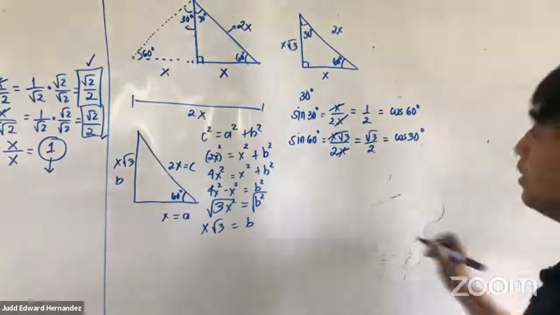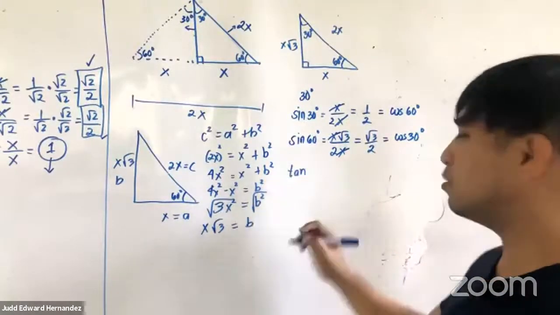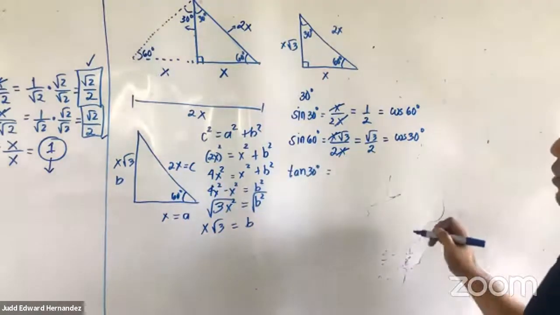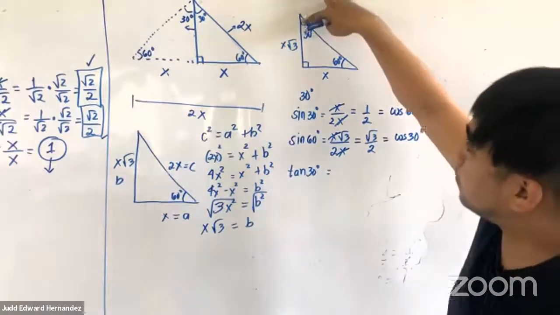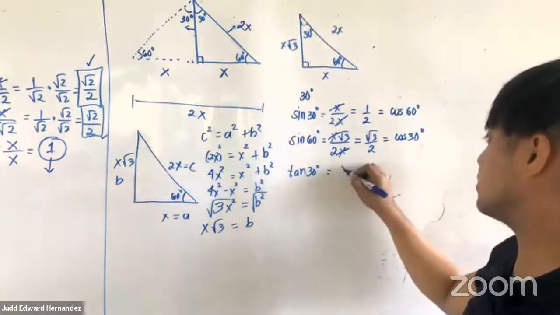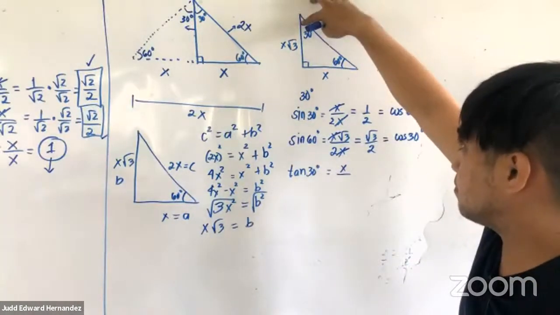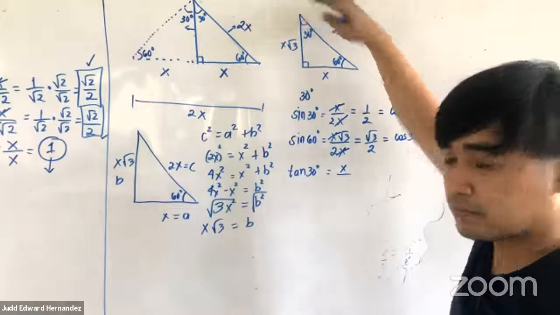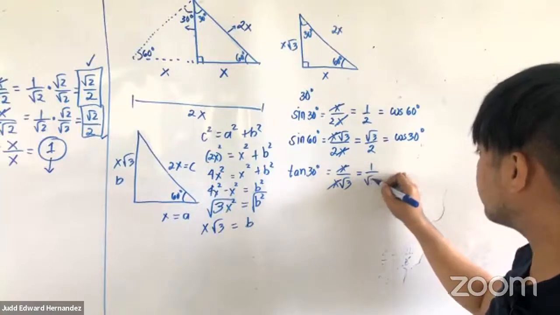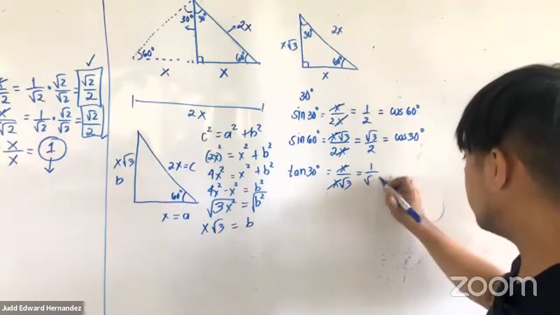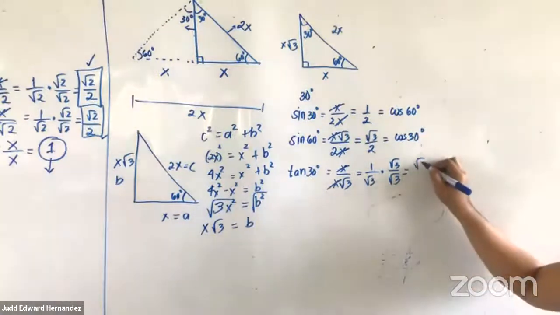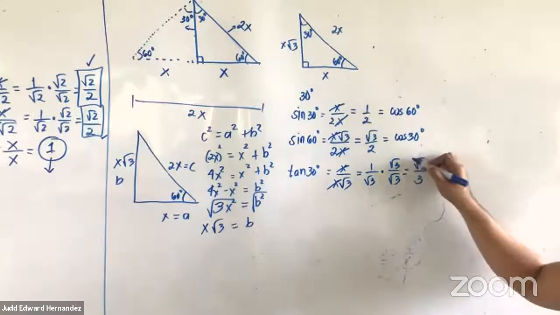Okay. And for the last one, we have tangent 60. Dito magkaiba na po ito. Tangent 30 muna. Tangent 30, TOA, 30. Opposite. What is the opposite of tangent of 30 degrees? X. Adjacent. X square root of 3. Okay. Cancel x. Therefore, that is 1 over square root of 3. Rationalize. That is square root of 3 over square root of 3. Therefore, it becomes square root of 3 over 3. And that is tangent 30.